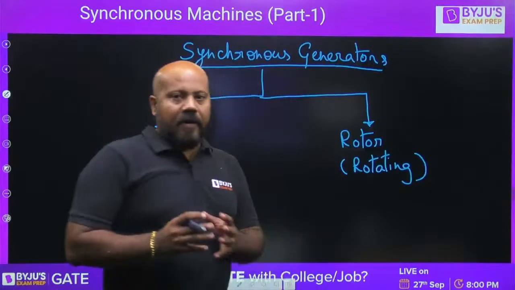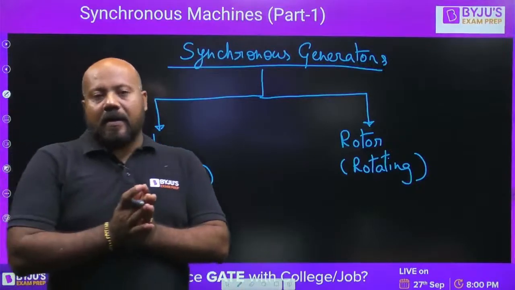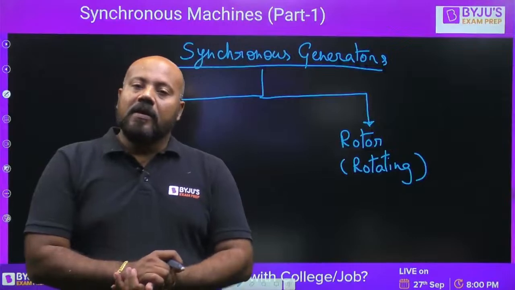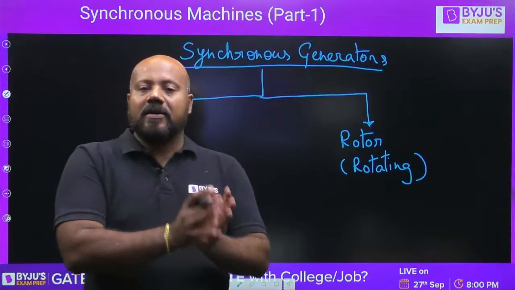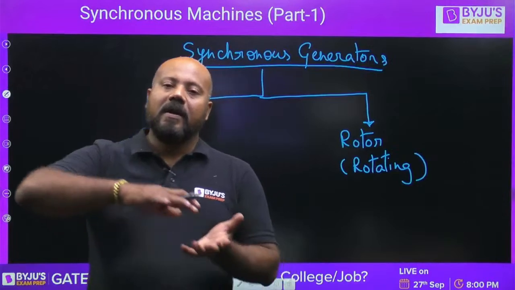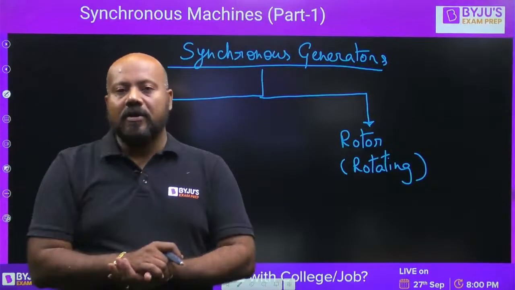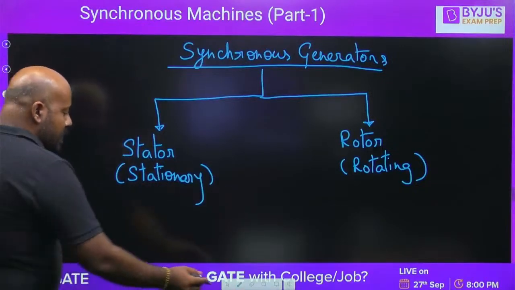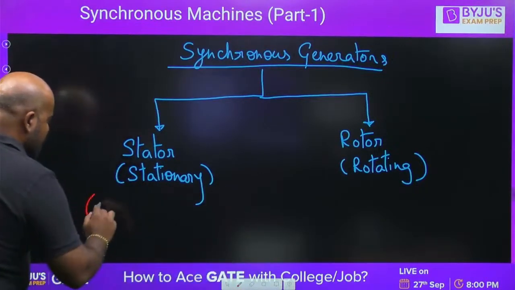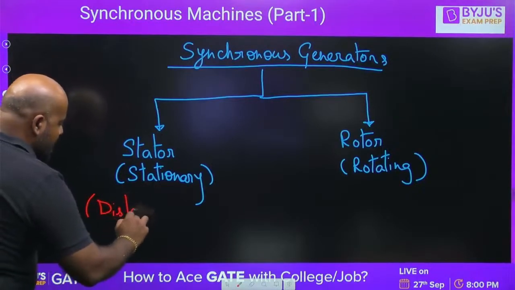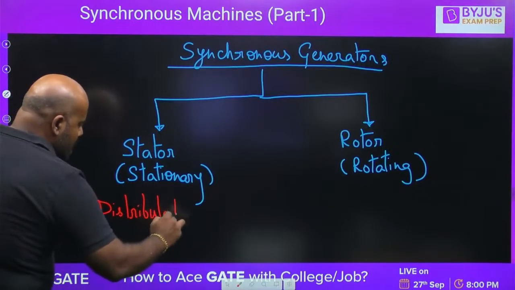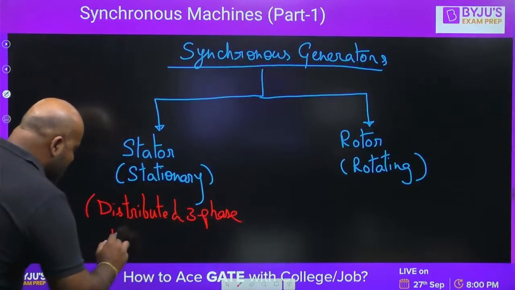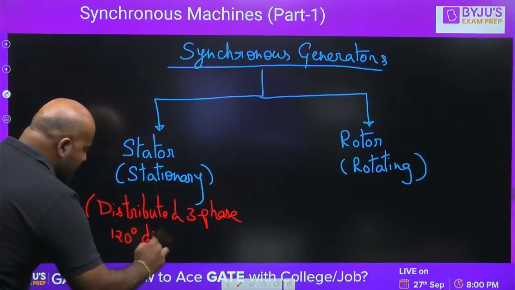Now, if you compare the induction motor and the synchronous machine, then I will tell you that the stator of an induction motor is going to be quite similar to the stator of a synchronous machine, or you can say synchronous alternator. The stator is also going to have distributed windings. We have discussed it in the previous class. It will be having distributed three-phase windings which are 120-degree displaced in space.